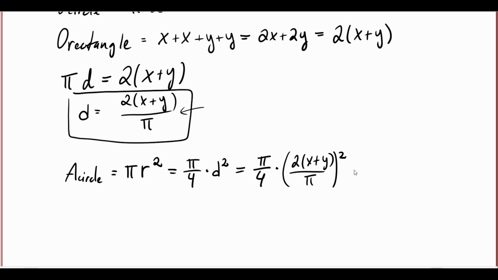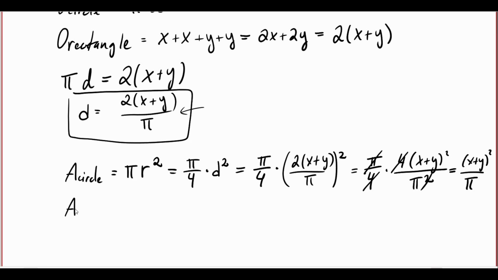So this is the same as pi divided by 4 times 4 times x plus y squared divided by pi squared. Okay, so the 4s cancel each other out and one pi too. What we get is x plus y squared divided by pi. So this is the area of the circle expressed with x and y. And the area of the rectangle is x times y.